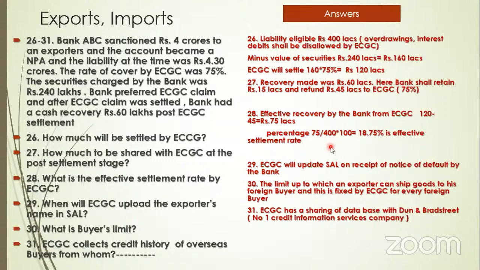Now tell me. It's 4 crore only now, sir. Then why do we take 400 lakh? Oh, okay. Sorry, sir. Oh, correct. 4 crore means 400 lakhs, madam. I have converted to lakhs. Correct. Okay, because the securities are in lakhs, that is why I converted to lakhs.